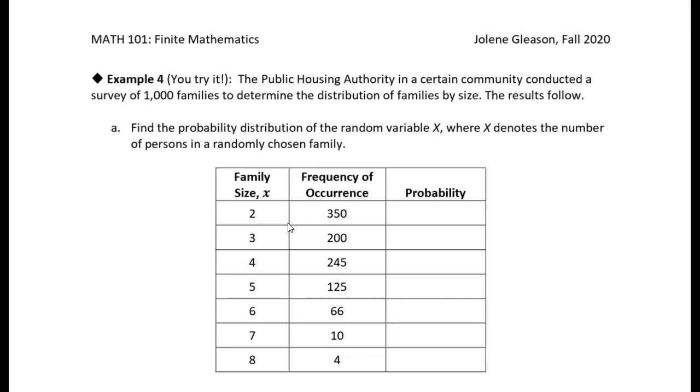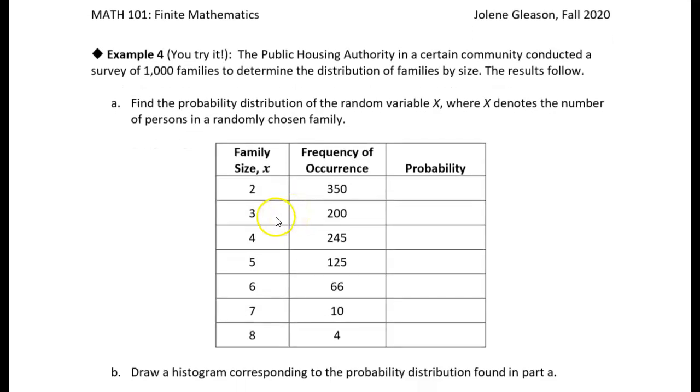That's our random variable. So we've got the random variable here in the first column, right? And apparently in this particular survey, the family size ranged anywhere from 2 to 8. And this tells us the frequency with which that particular size occurred when we had 1,000 families. So if you were to add up all of these, you should get 1,000. I haven't done it, but I'm going to guess that it's right. It says 1,000 families right here.